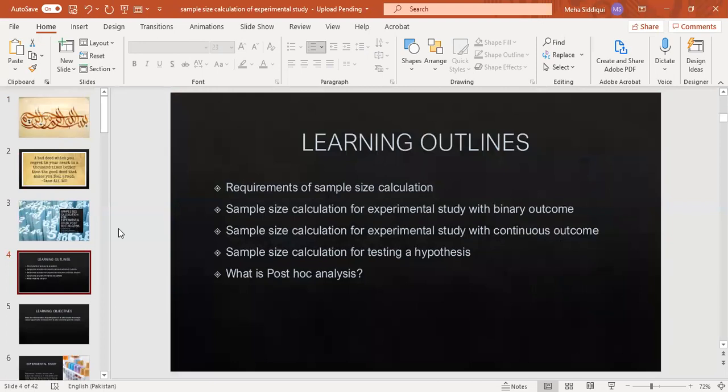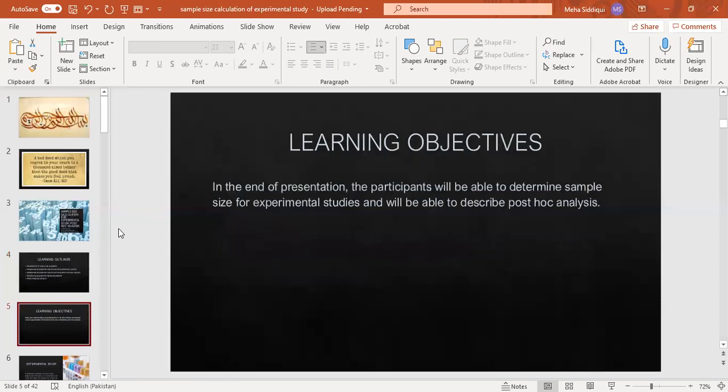Learning outlines are requirements of sample size calculation for experimental study with binary outcome, sample size calculation for experimental study with continuous outcome, sample size calculation for testing a hypothesis, and what is post hoc analysis. Learning objectives: in the end of the presentation, the participants will be able to determine sample size for experimental studies and will be able to describe post hoc analysis.